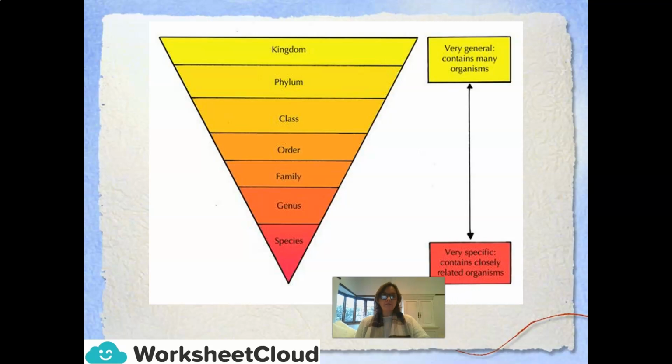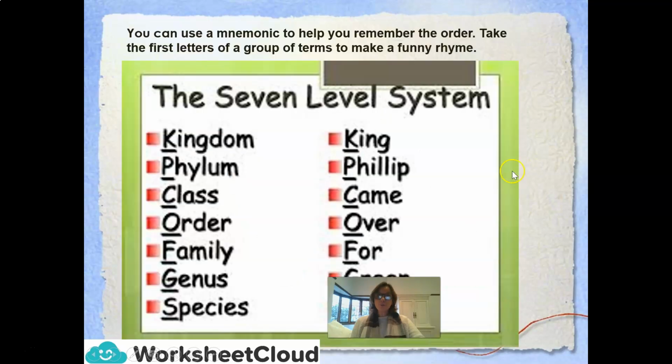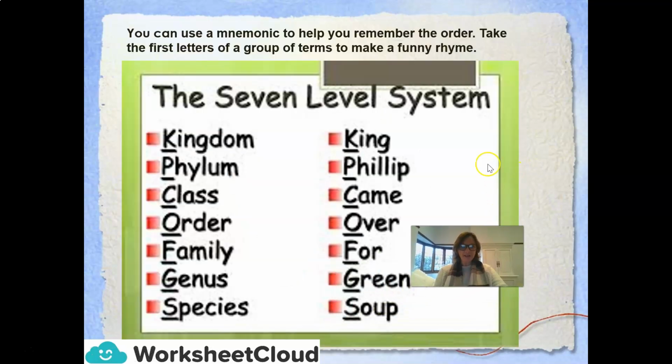Now, over here we have the 7-level classification system. Kingdom, very general, contains many organisms, moving down the 7 levels to very specifically the species, which are closely related organisms. So we have our kingdom, into our phylum, into our class, into our order, into the family, into the genus, and then the species. And it's going to make a lot more sense to you as we progress today.